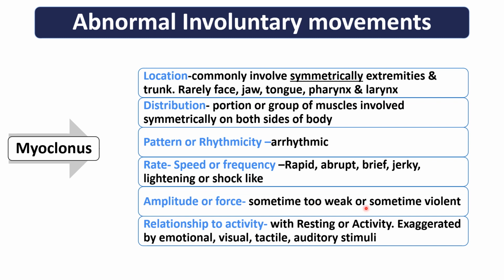And sometimes it is too weak or sometimes violent, and in relation to activity, it can be present with resting or activity. It is exaggerated by emotional, visual, tactile, auditory stimuli, and one of the common examples in pediatric patients is infantile spasm for the myoclonus. Myoclonus can be epileptic or non-epileptic. It can be simple, complex. So I'm not going into the detail of myoclonus movements right now.